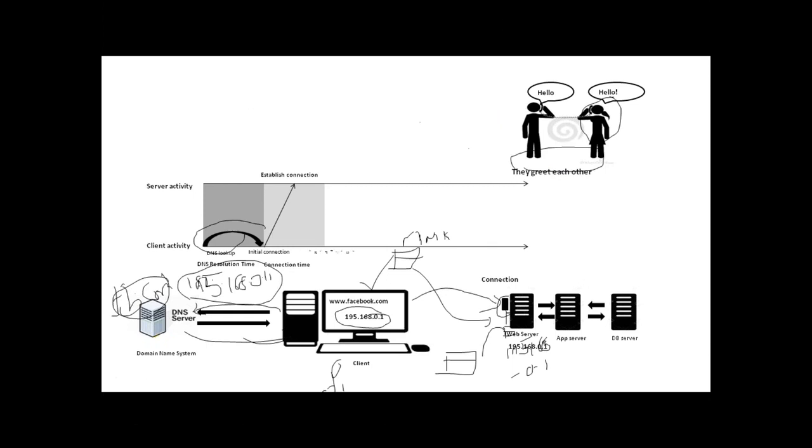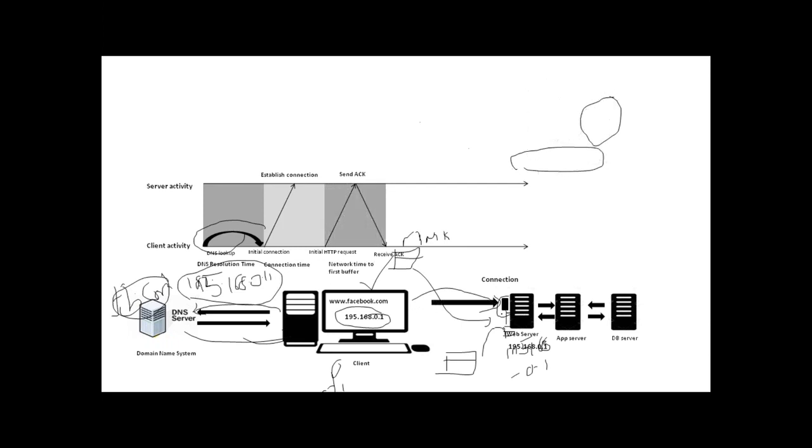Now you see, once the connection is established between these two, the request can be sent and the response you can receive. Once the connection is established between Mark and his girlfriend, the communication can happen. Mark can say hello, and that lady can say hello. They can greet each other and all that. So greeting each other is more like an initial HTTP request. The client has sent an initial HTTP request, and the server has sent an acknowledgement saying that yeah, the connection is established, and I have received this initial HTTP request.